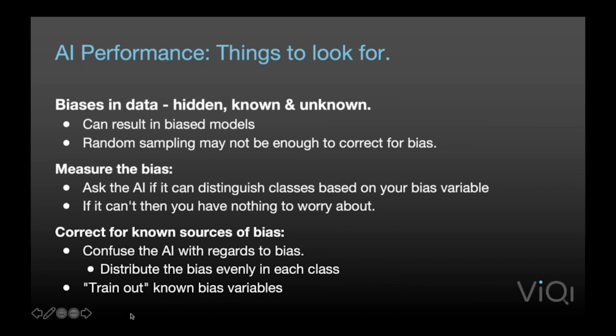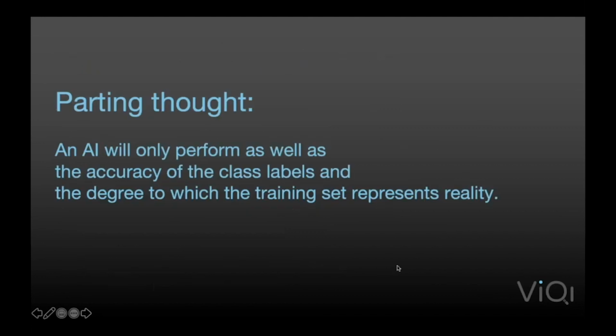And I think we're done. I think we have a parting thought here, which is that the performance of your AI ultimately is completely dependent on how accurate your class labels are, and the degree to which your training sets represent reality. And the important thing to keep track of here is that we are dealing, in fact, with tools that can see and detect patterns much better than we can.